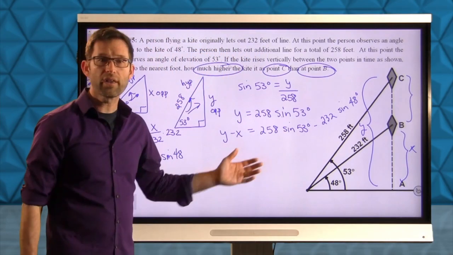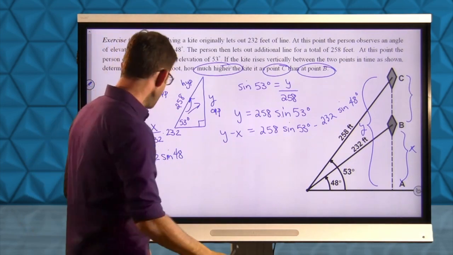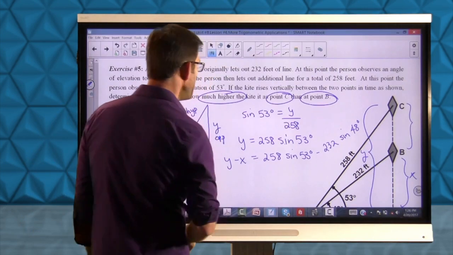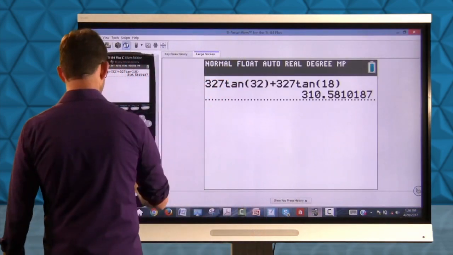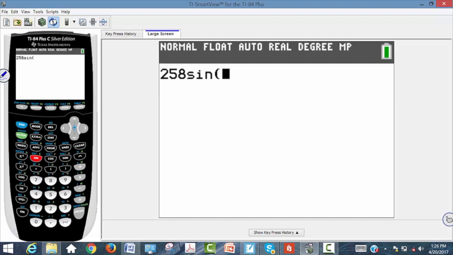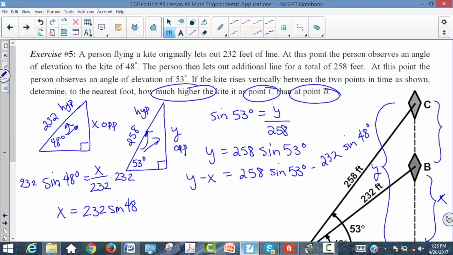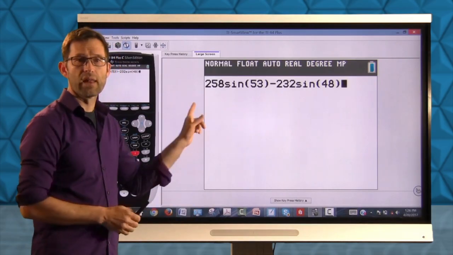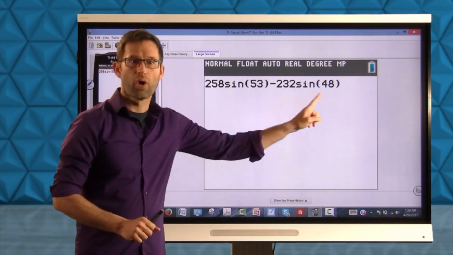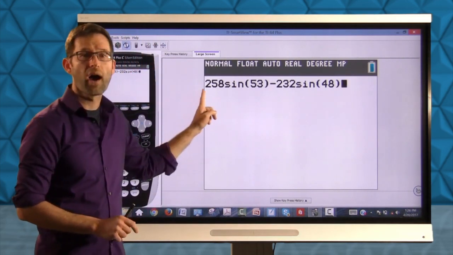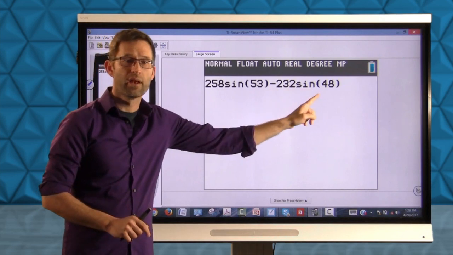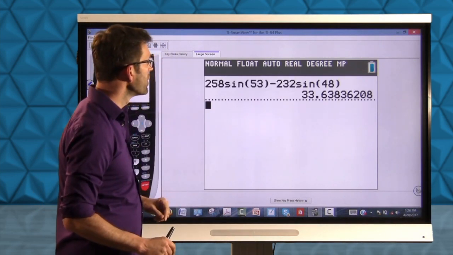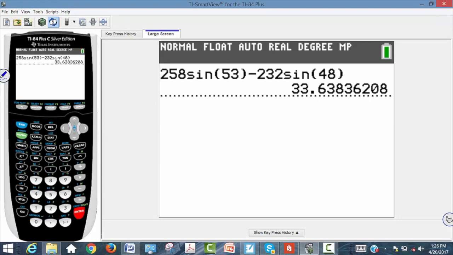We can put that all in our calculator all at once. Let's do it in little stages. 258 sine 53. 258 sine of 53 minus, just go back, 232 sine of 48. 232 sine 48, right? This was that larger height. This was that smaller height. Their difference will tell us how much higher the kite is from here than it was from here. And it looks like it rose about 33.6 feet.